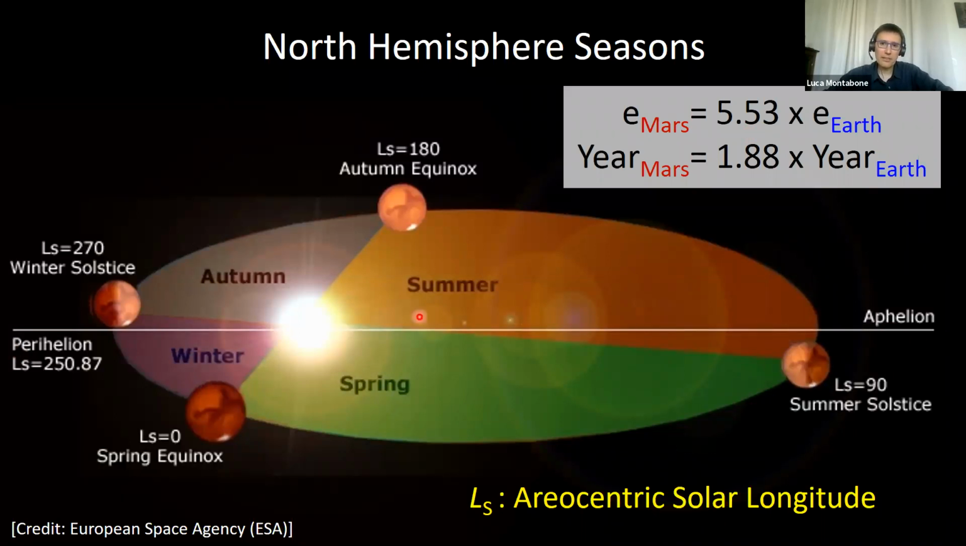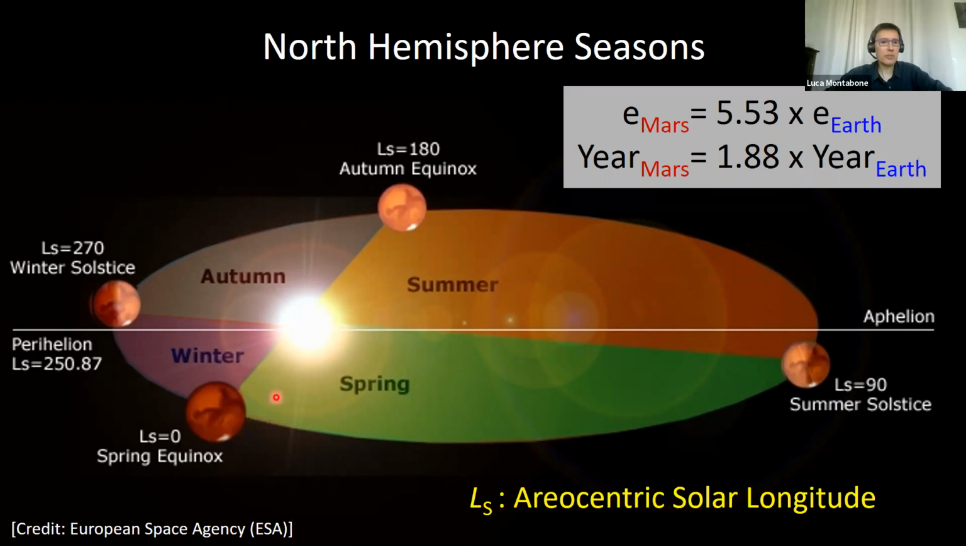Now, the length of the year, because Mars is farther from the sun than Earth, is about twice the year on Earth. Okay, so if you count your age in Martian years, you would be younger. Of course, not biologically, but just in terms of time keeping. Another concept that is important is that of solar longitude, or areocentric solar longitude.